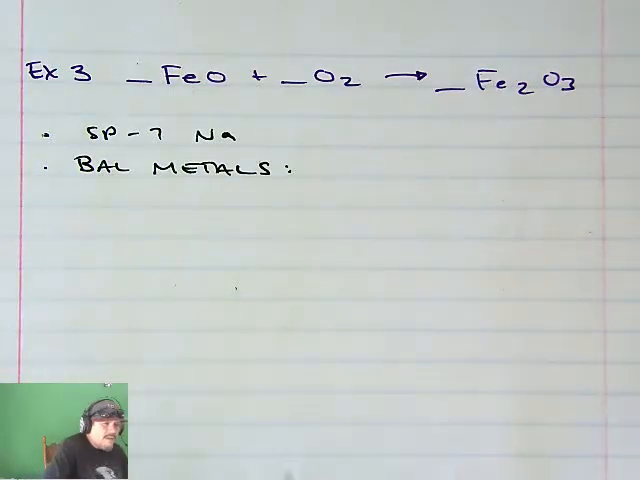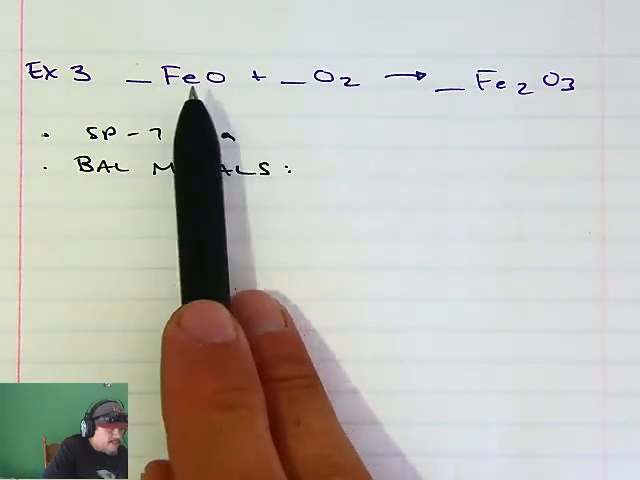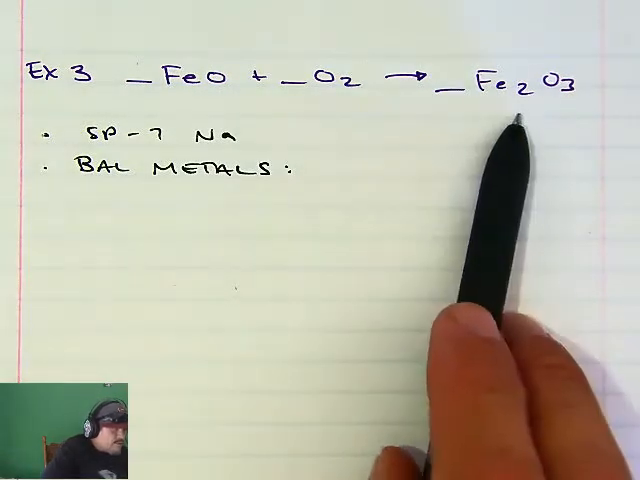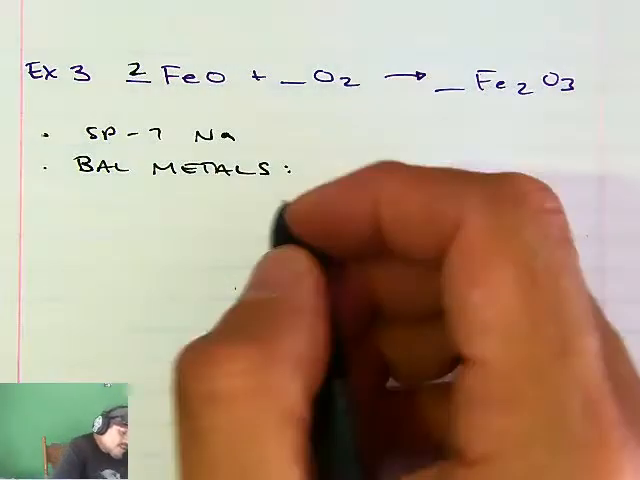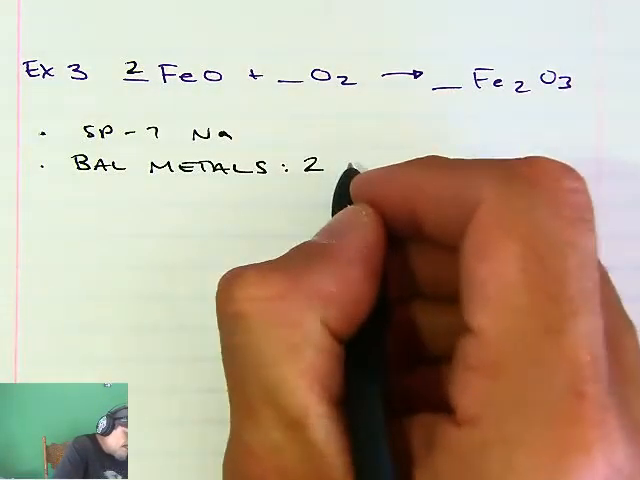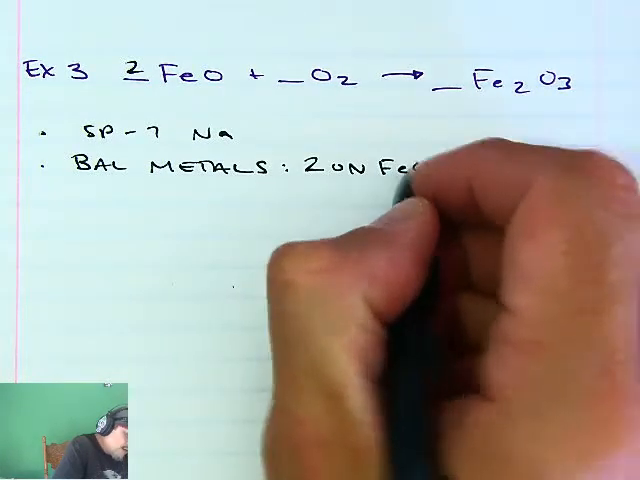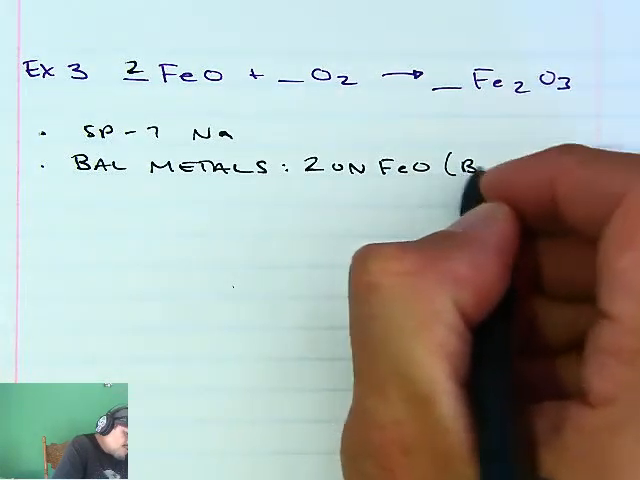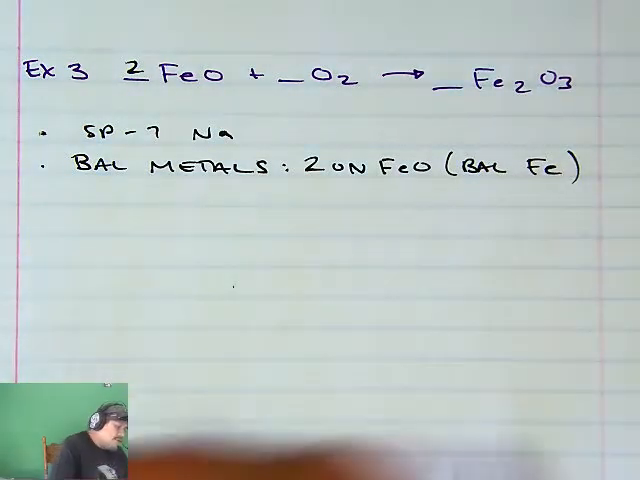The metal that we have is iron, I'm sorry. Iron here. There's 1 iron here, 2 irons there. So my solve is to put a 2 there, so I balance iron. Okay, I'm only worried about iron at that step. So 2 on FeO, and that serves to balance iron. So that's what I do there.